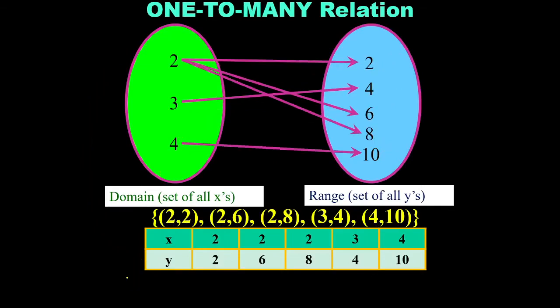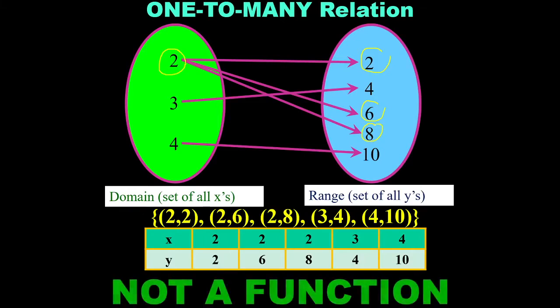Next one. This is now my question. Is the number 2 assigned to exactly one value in y? No. Look at the number 2. It is assigned to 3 values: the number 2, the number 6, and the number 8. Therefore, this is not a function. And look at our ordered pairs. Is there repetition in the domain? Yes, look at the number 2. The number 2 is repeated in the domain. Therefore, this is not a function. So is everything clear now?